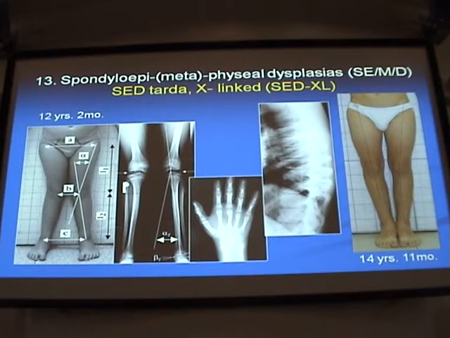This is a patient with spondyloepiphyseal dysplasia, tarda type, and you see the result of treatment by partial medial epiphysiodesis of the distal femurs. So it is the so-called hemiepiphysiodesis. To this method will be devoted one lecture later.